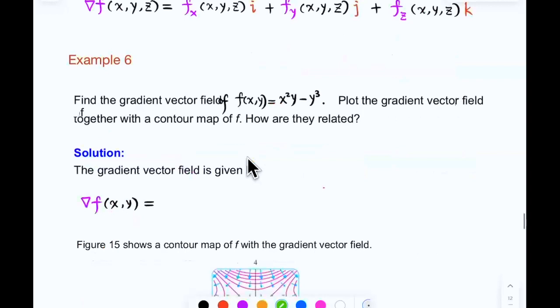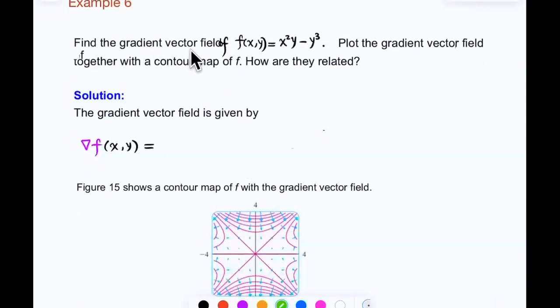All right, now let's look at an example. Can you find the gradient vector field of this? This function here is a scalar function in how many variables? Two variables. Then the gradient vector field will be in V2, right? Okay, so all right, let's find the gradient vector field. How do you find this?